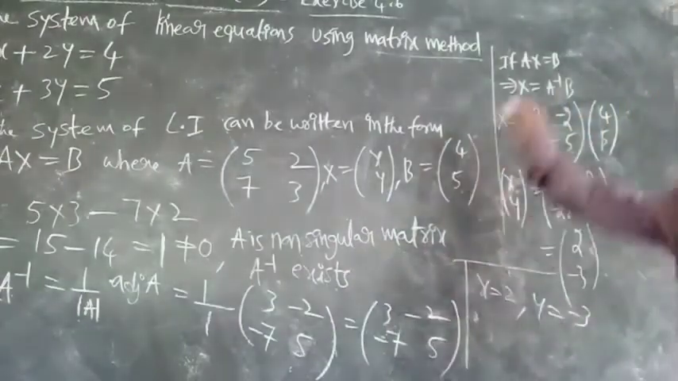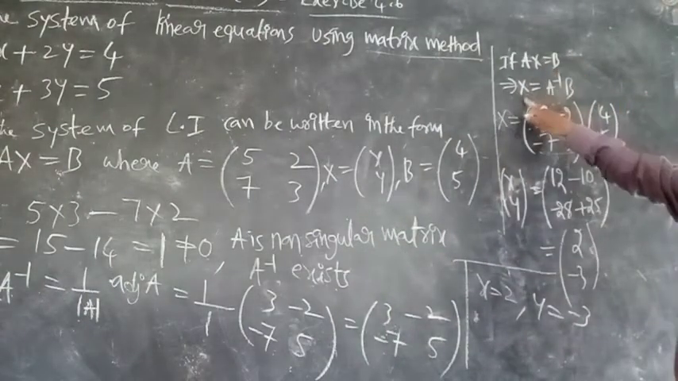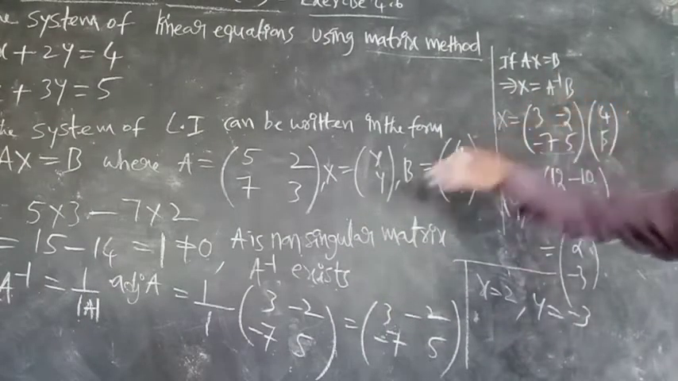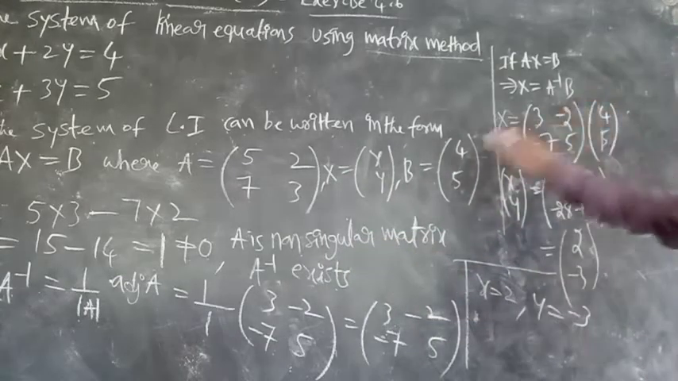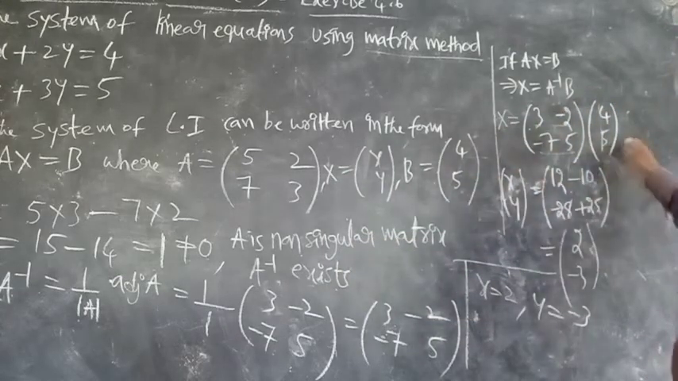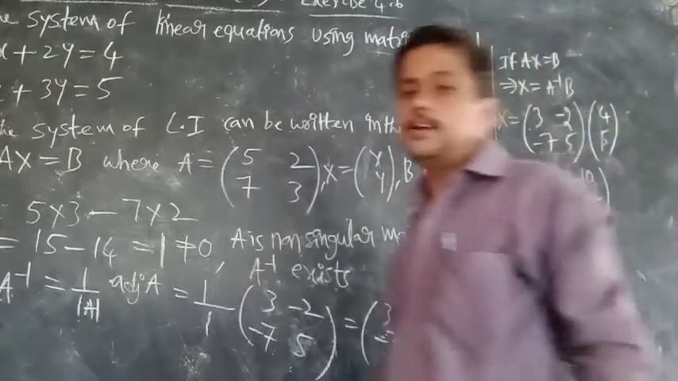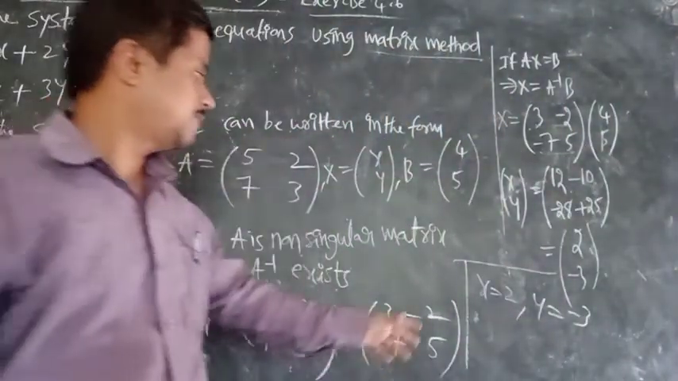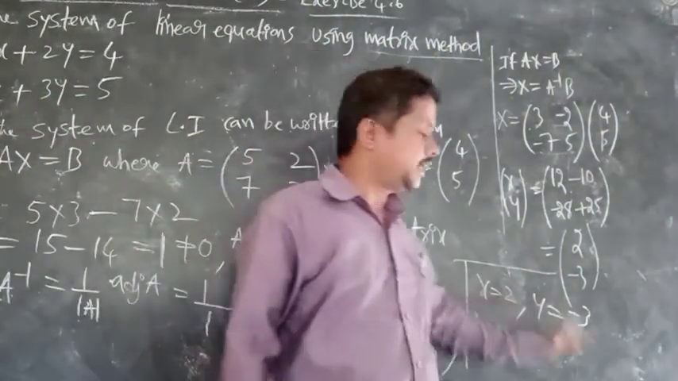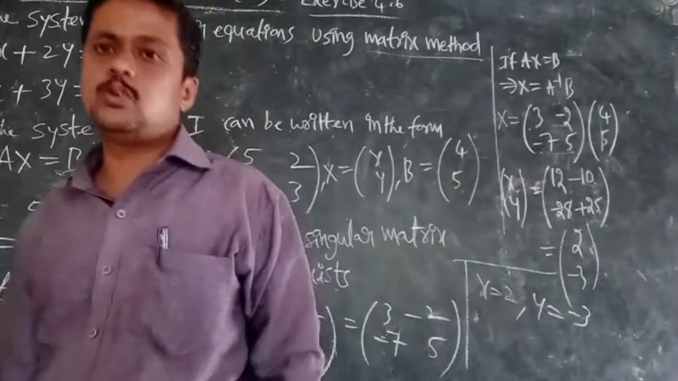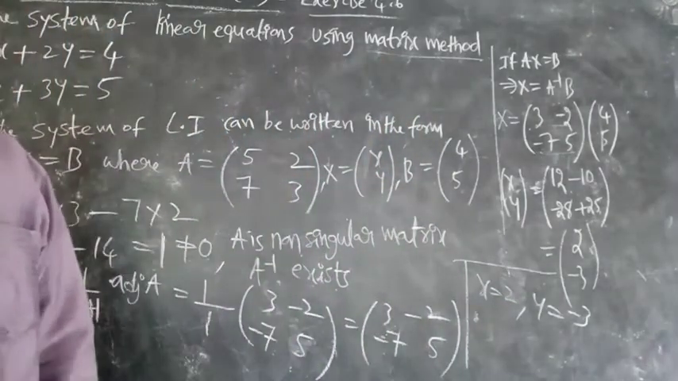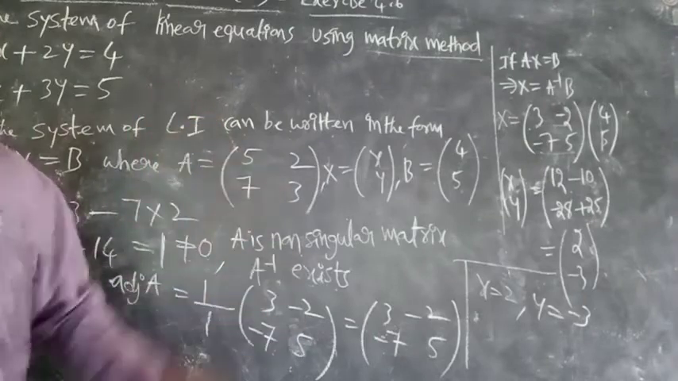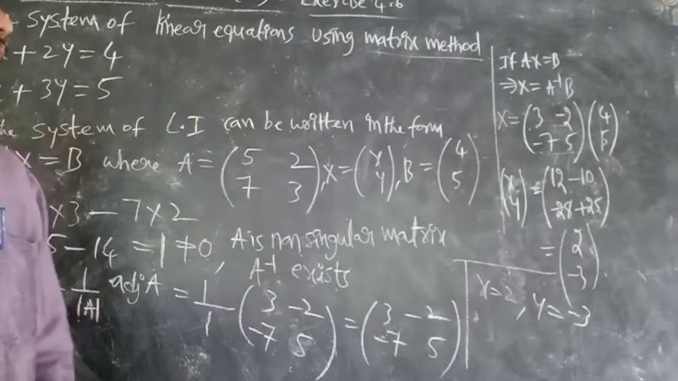Okay. Next, another formula: AX is equal to B, so X is equal to A inverse B. Substitute the A inverse value and the B value, multiply these two matrices, and we will get the x and y values. x is equal to 2, y is equal to minus 3. Okay, so this is the procedure of the matrix method. You have to follow the same procedure.